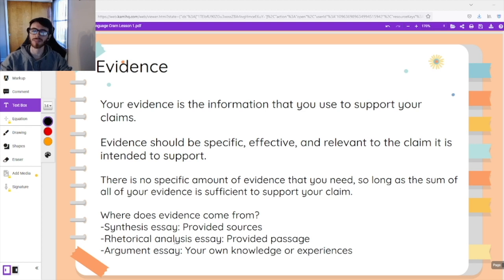Use them. For the rhetorical analysis essay, your evidence is going to come from the passage that's provided to you. Everything you need is going to be in there, right? And for your argument essay, it's from your own brain, from your own knowledge or experiences. You're not given any passage or sources to work with. You have to come up with it on your own.